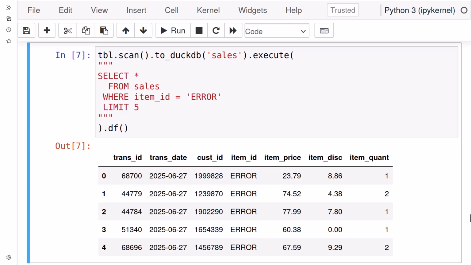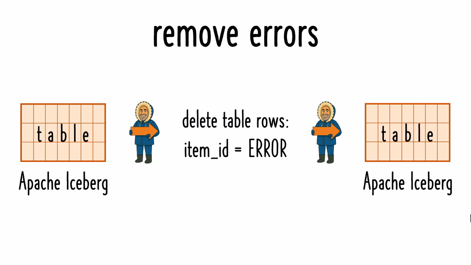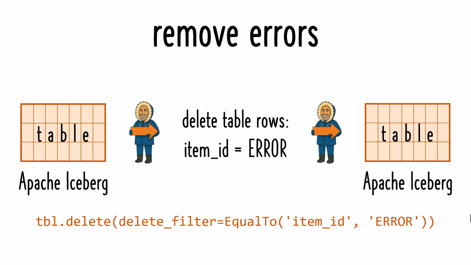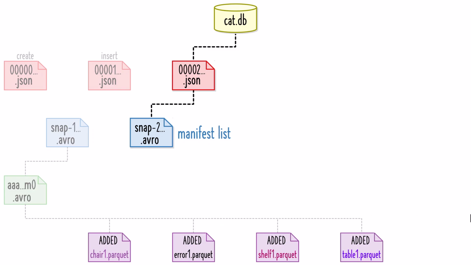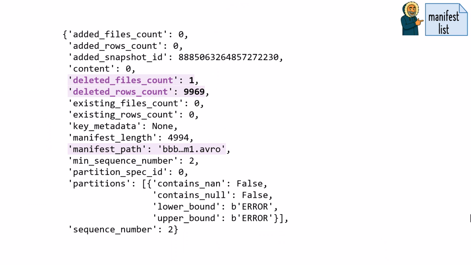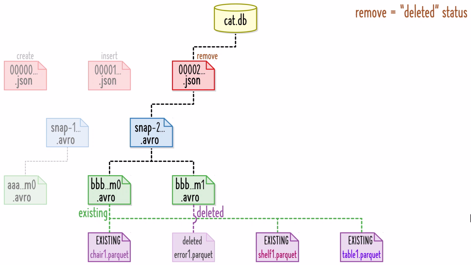Here are a few examples, and I don't need to keep this kind of data, so my next step was to remove them by calling an API to delete rows based on a filter. Let's look at the list that was created when I submitted the delete request. Because all my errors were stored in one partition file, Iceberg simply changed that file's status to deleted, and the status of the others were changed to existing. So my remove action was simply a metadata change.